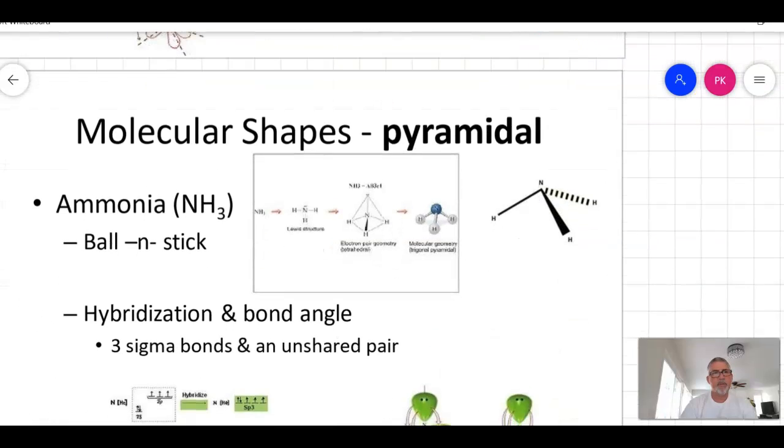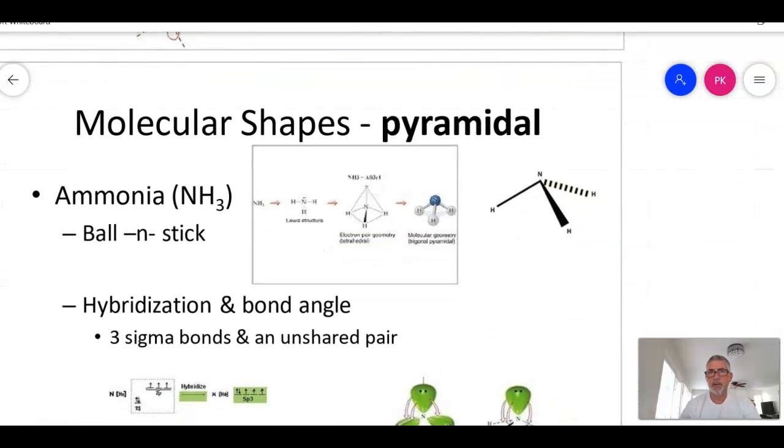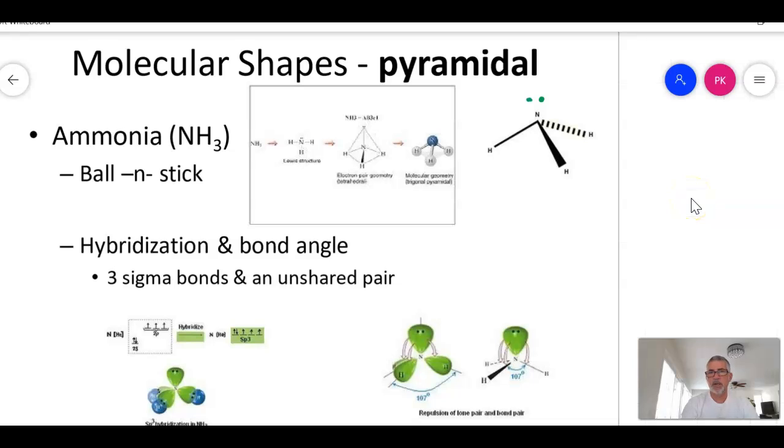If we look at the next one, pyramidal, so my ball and stick here off to the left. Remember that I will have an unshared pair up here, but when we draw our ball and stick, we leave out those unshared pairs. If you can see the Lewis here, it shows the unshared pairs. But remember, since it has those unshared pairs, they take up an orbital. So they do take up an orbital, and they push down on the bonds.